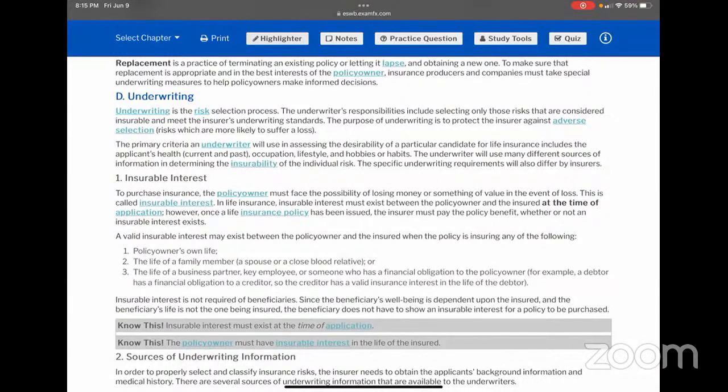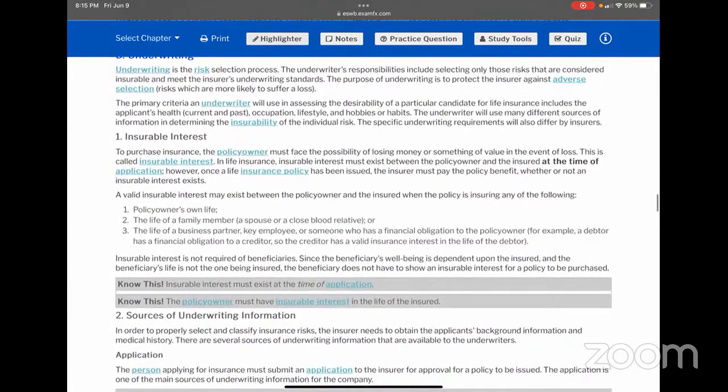The purpose of underwriting is to protect the insurer against adverse selection, risks which are more likely to suffer a loss. The primary criteria an underwriter will use in assessing the desirability of a particular candidate for life insurance includes the applicant's health, current and past, occupation, lifestyle, and hobbies or habits. The underwriter will use many different sources of information in determining the insurability of the individual risk. The specific underwriting requirements will also differ by insurers.